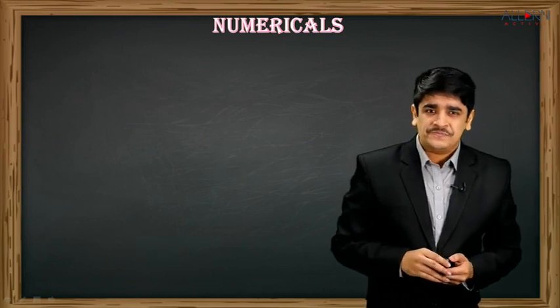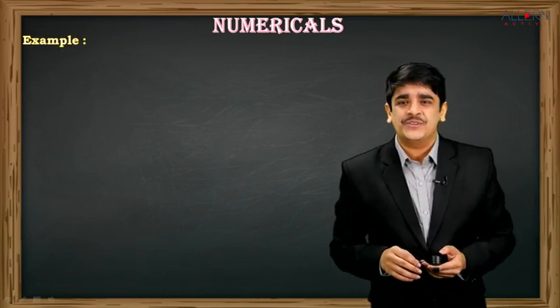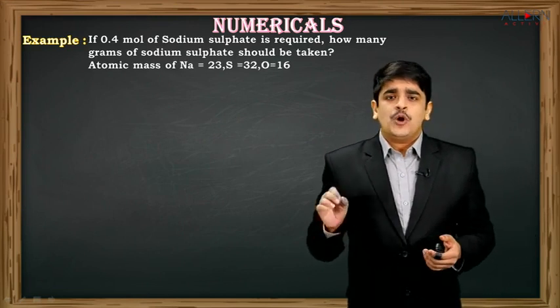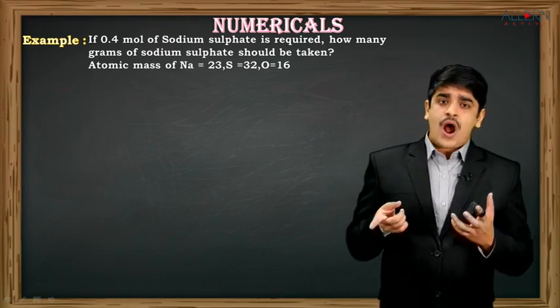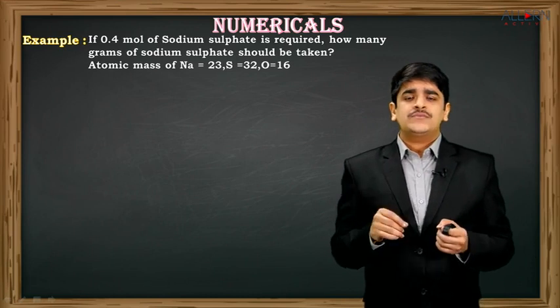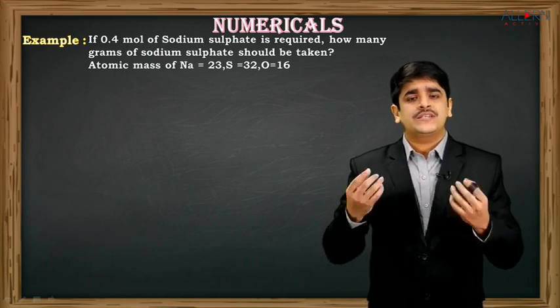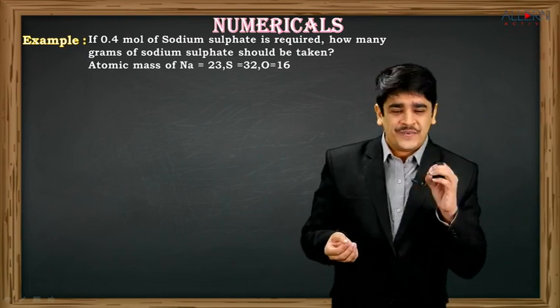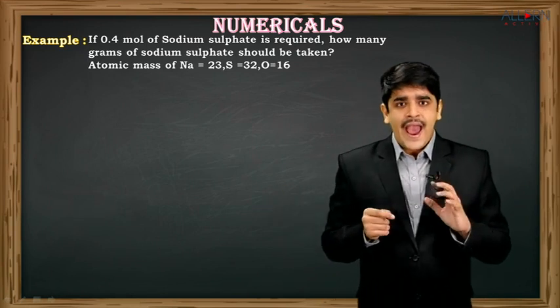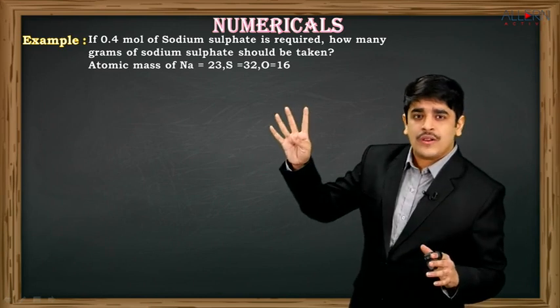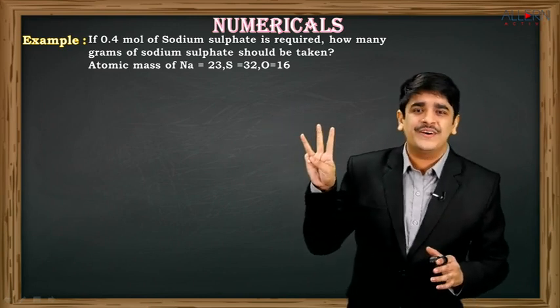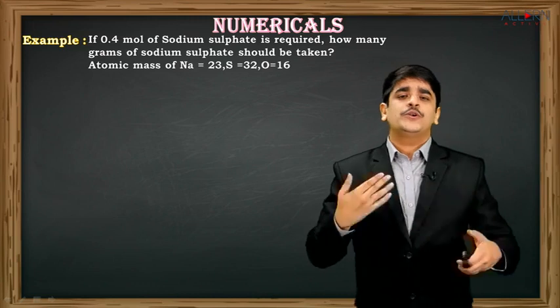Final numerical. One last time. Let's have a look. Okay. Last one. If 0.4 moles of sodium sulfate is required, how many grams of sodium sulfate should be taken? Given: Na is 23, S is 32, O is 16, at our service. They've given it to you. You just need to utilize them. And if you realize, numerical number 4 is very, very similar to numerical number 3. So let's follow in those footsteps.